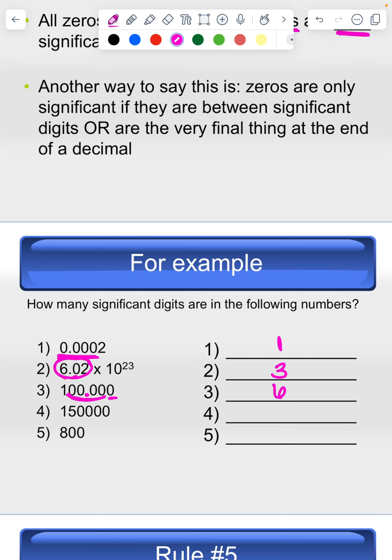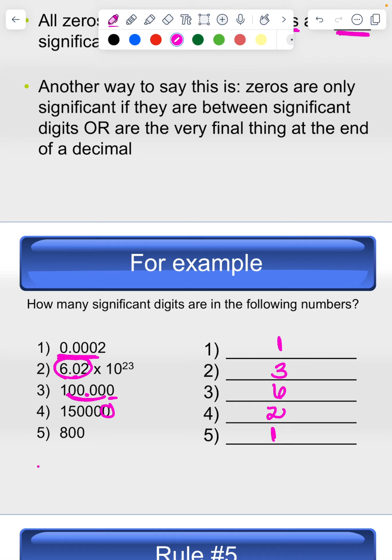All right, this one, 150,000, you do not see a decimal. So that does not make those zeros significant. So we only have 2 sig figs here. Same thing with 800. There's only 1 sig fig there. There is no decimal to make those significant.